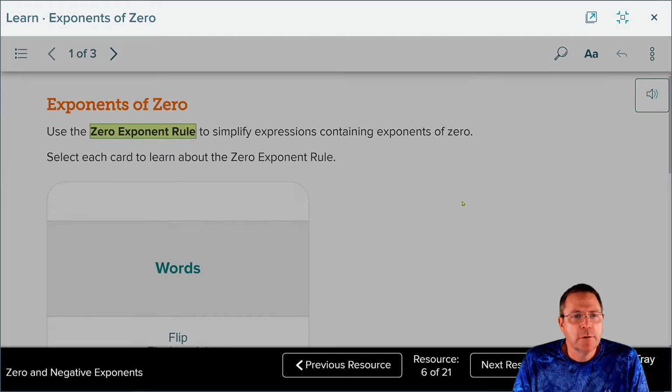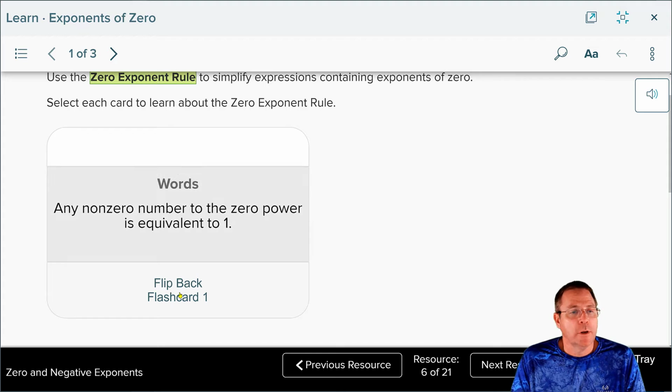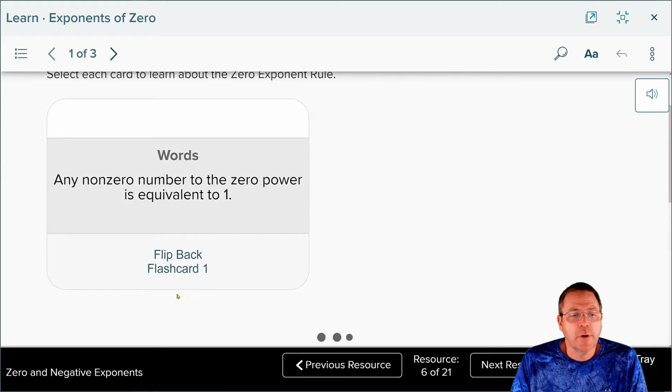That will be a vocab word on your upcoming vocab quiz. Any non-zero number to the 0th power is equivalent to 1. That's going to be your 0 exponent rule.